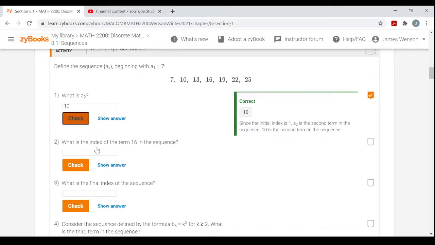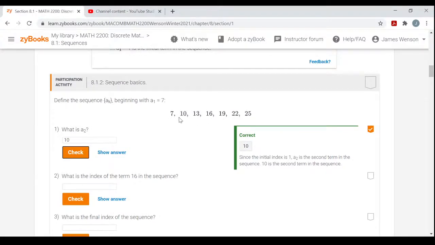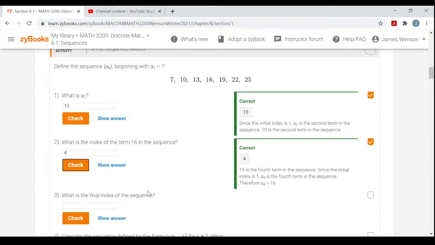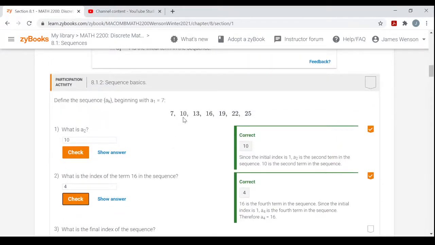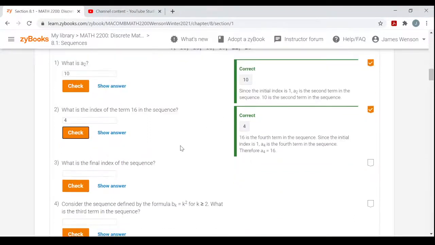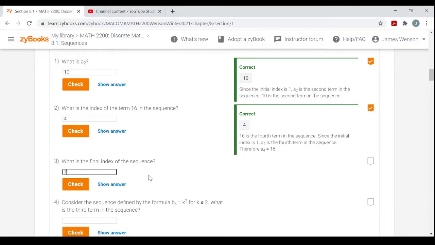And what is the index, right, the subscript of the term 16? Well, that was A1, this is A2, this is A3, so the 16 is A4. So it's got an index of 4, a subscript of 4. What is the final index? Not the final term, the final index. So A1, A2, A3, A4, A5, A6, A7, the final index is 7. The final term is 25, but the final index is 7.